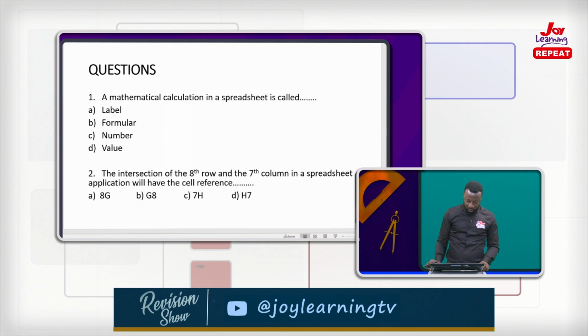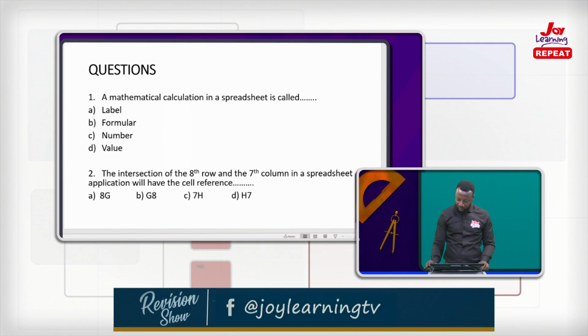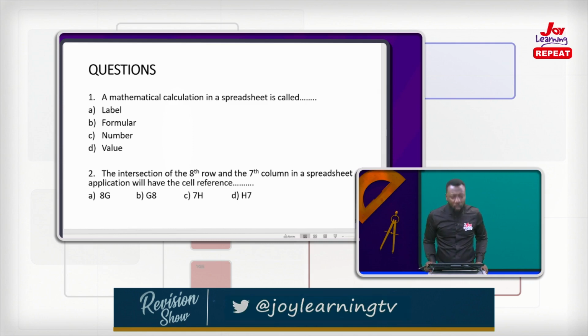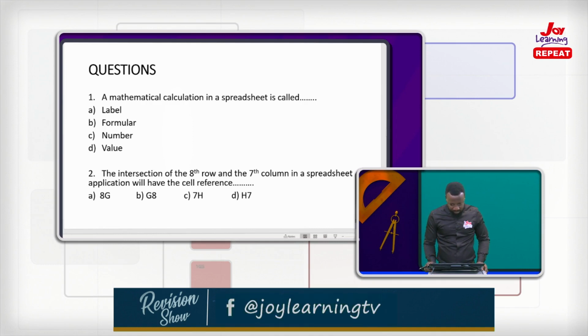Question 2. The intersection of the 8th row and the 7th column in a spreadsheet application will have the cell reference: B, G8. What is a cell reference? A cell reference is the cell name. Thank you very much. You have done really well.